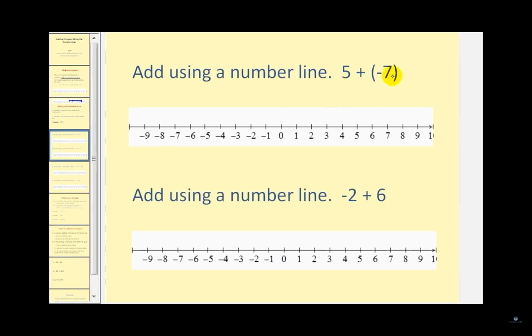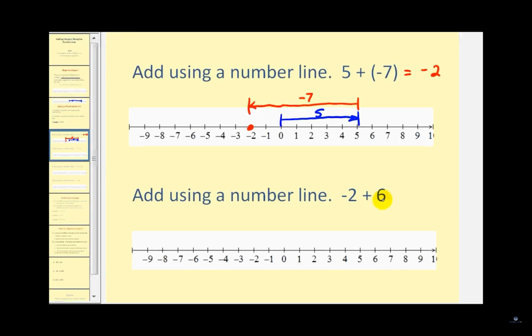Here we have 5 plus negative 7. So we'll start at 0 and move 5 units to the right because this 5 is positive. And now from here, because we're adding negative 7, we're going to move left 7 units. So if we move back 5 units, we're back at 0. We're going to move 2 more units to the left. So this sum is equal to negative 2. Again, this was the movement from the positive 5, and this was the movement from the negative 7.